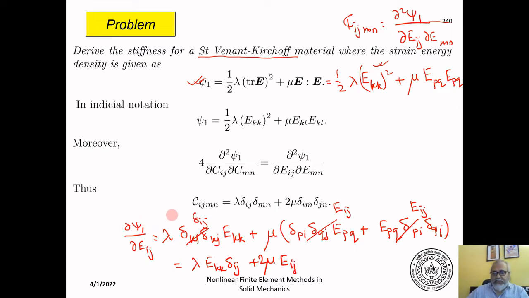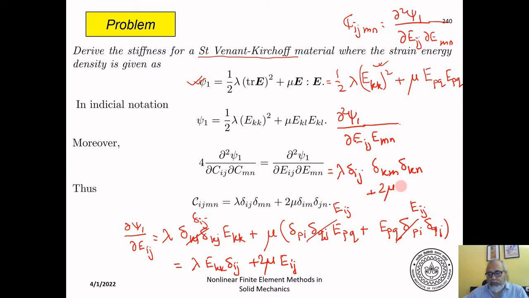So that's the first derivative. When you take the second derivative, you have to do it in terms of Eij and Emn now. When you do that, from the first term you get lambda delta ij delta km delta kn, plus 2 mu times delta im delta jn, that's what you get.